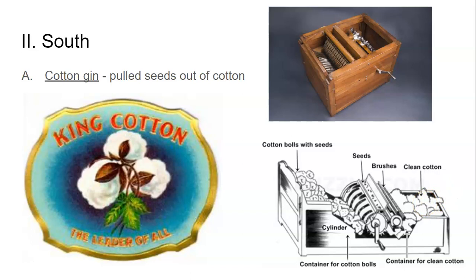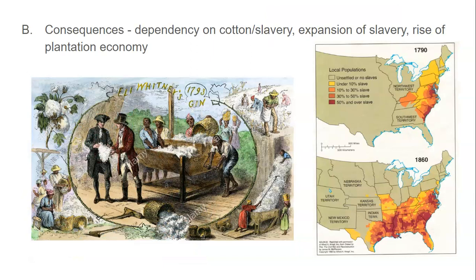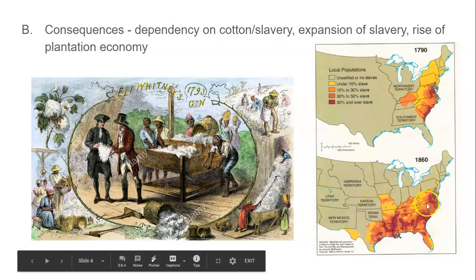So what this actually leads to is the expansion of slavery. The consequences here for the South are going to be a dependency on cotton production, which was intertwined with the practice of slavery. And as time went on and cotton moved westward, as Americans were moving westward, you can see that slavery is also going to follow.